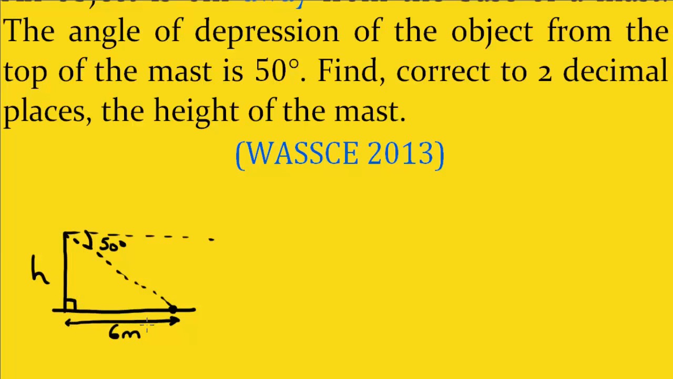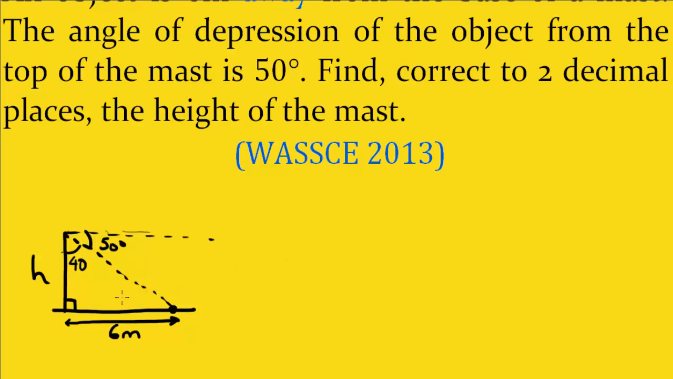We have the length of one side, 6 meters, and you have an angle here, 50 degrees. This dotted line, I've drawn it to be perpendicular to this mast, and this whole angle here is 90 degrees, which means that this angle and this angle must add up to 90 degrees, and this angle must be 40 degrees, because 40 plus 50 is 90.